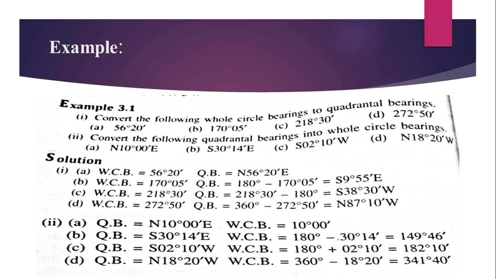This is an example. Convert the following whole circle bearings to quadrantal bearings. From the previous slide, we already know the formula to convert the whole circle bearings to quadrantal bearings. Using that, we can calculate the respective quadrantal bearings for the equivalent whole circle bearings.